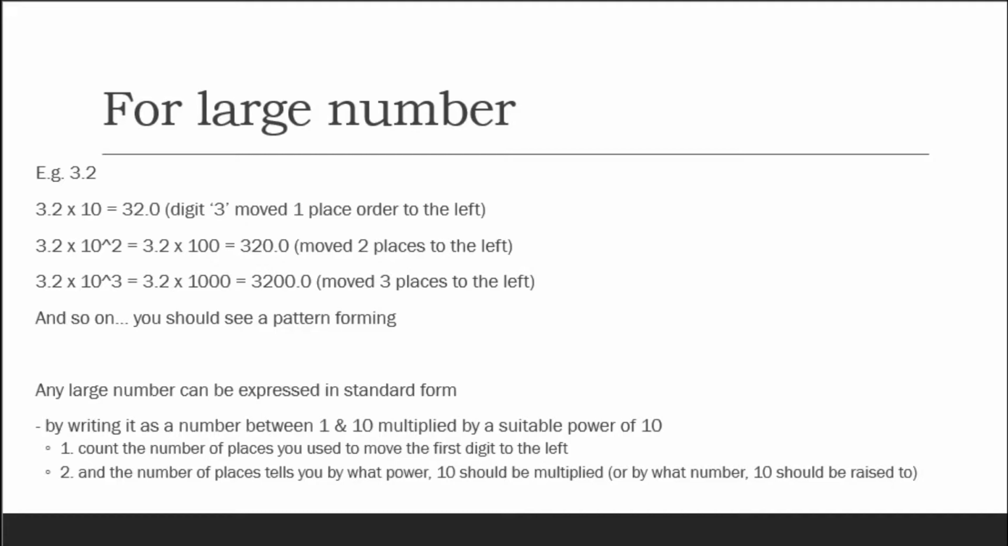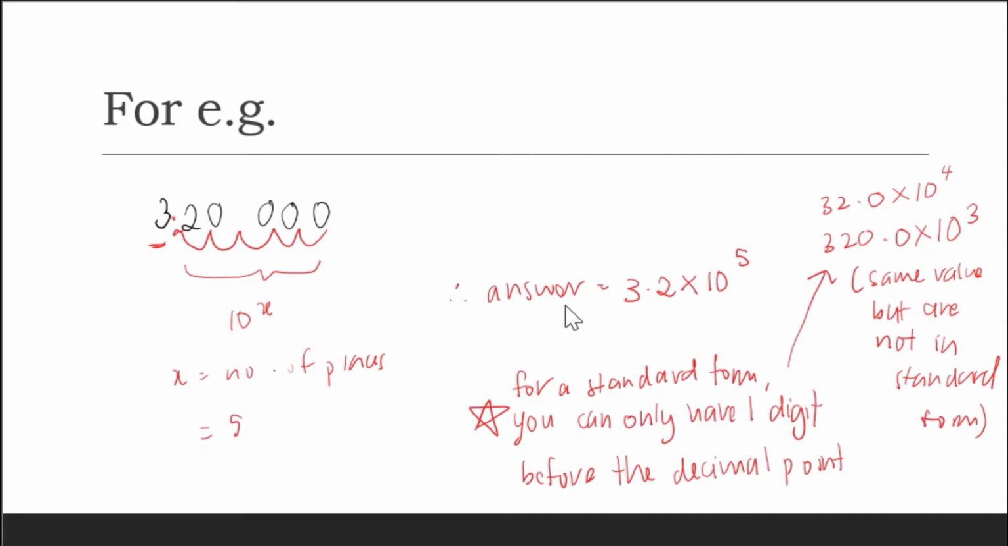So the step is, you count the number of places you use to move the first digit to the left, and the number of places tells you by what power 10 should be multiplied, or by what number 10 should be raised to. A large number, more than 1, 320,000. So 1, 2, 3, 4, 5, there's 5 number of places, so 10 should be raised to 5. And then you have a digit between 1 and 10, which is 3. So 3.2 times 10 power of 5 would be the standard form answer.